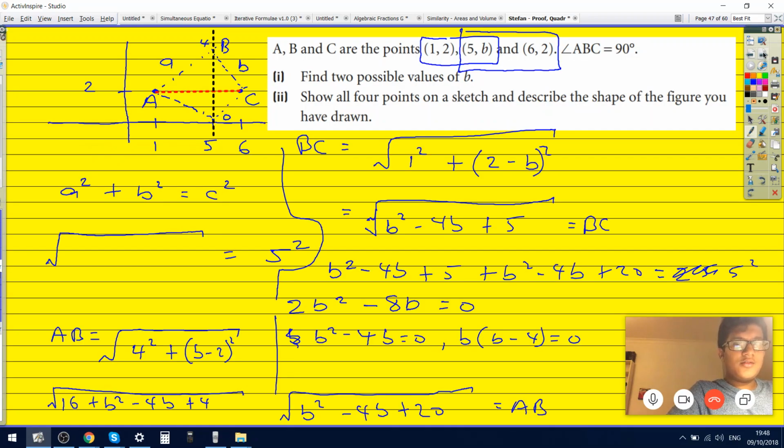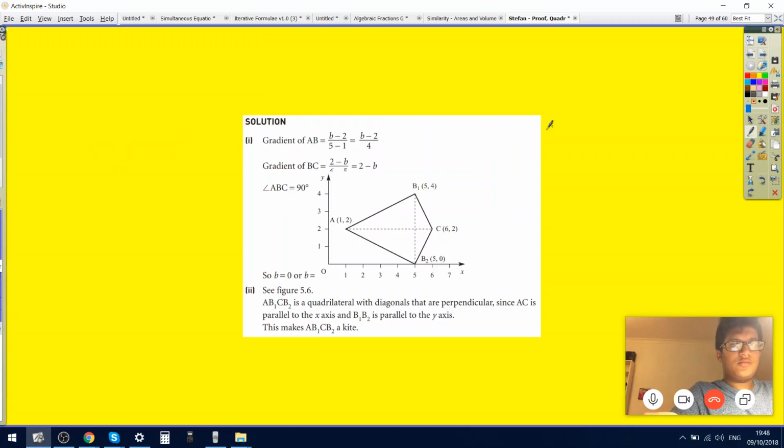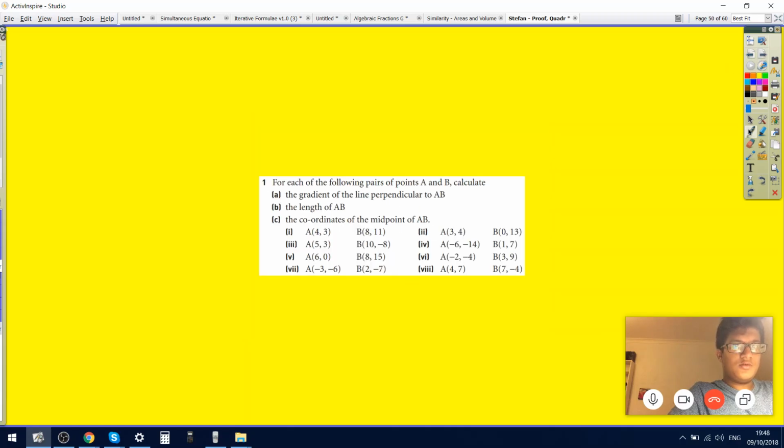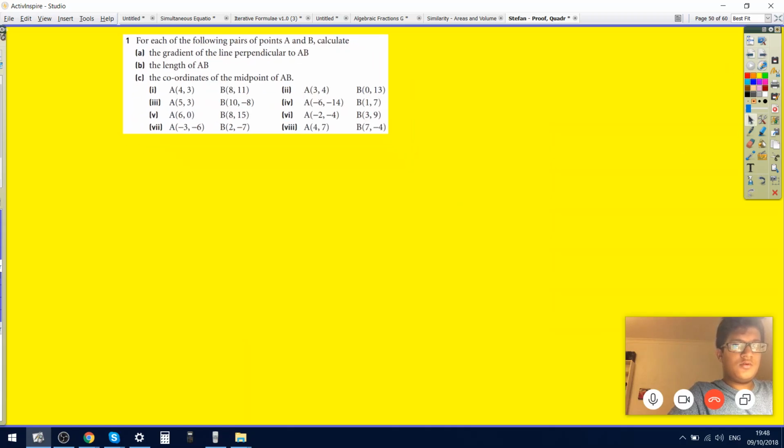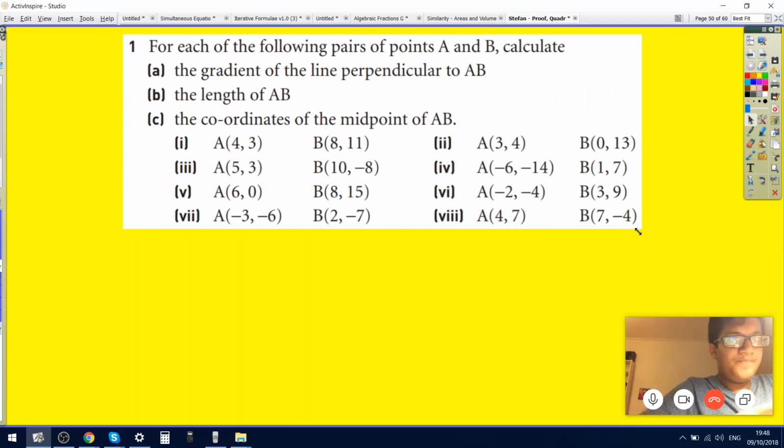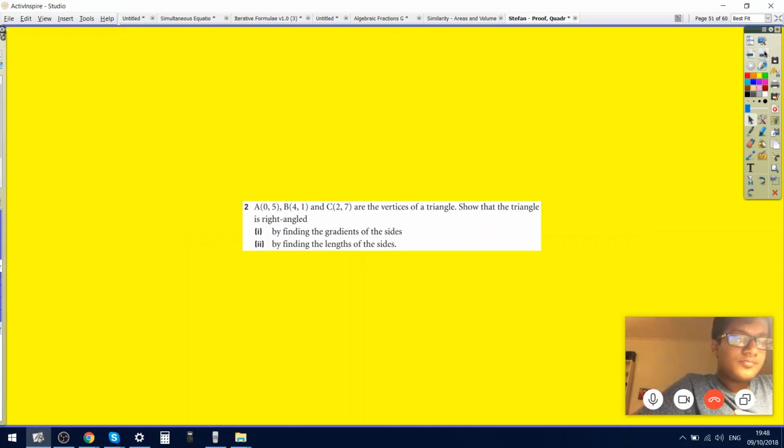No, that's fine. Okay, and then they said sketch it. So it goes up to 4 and down to 0. So these are the practice questions. For each of the following pairs, calculate the gradient of the line that's perpendicular, the length of the line, and the coordinates of the midpoint. I think you're okay for each of those.